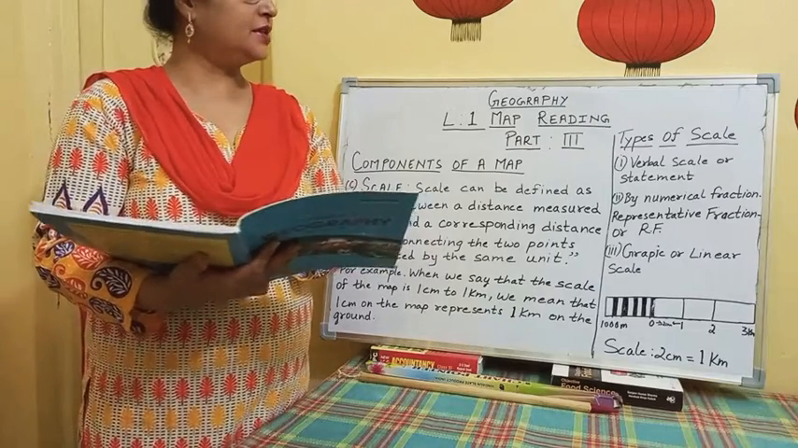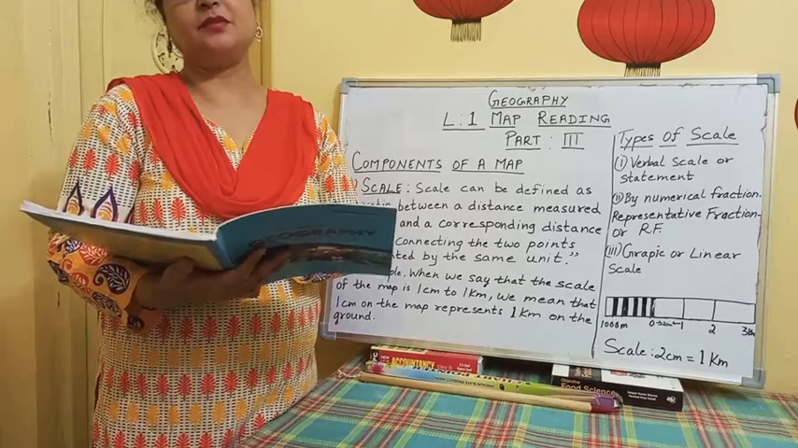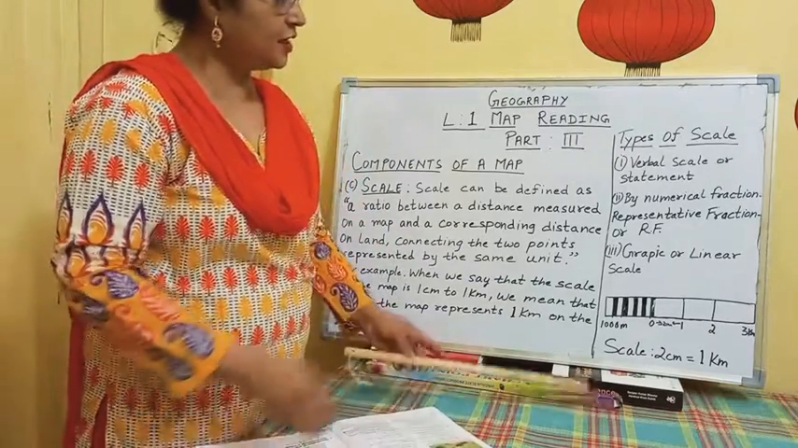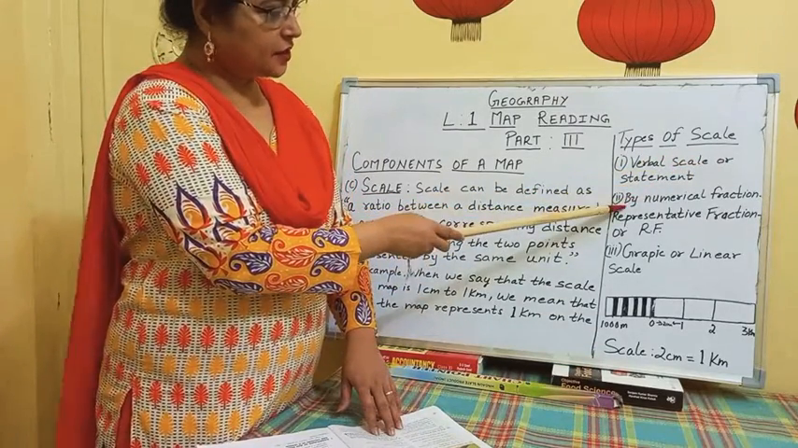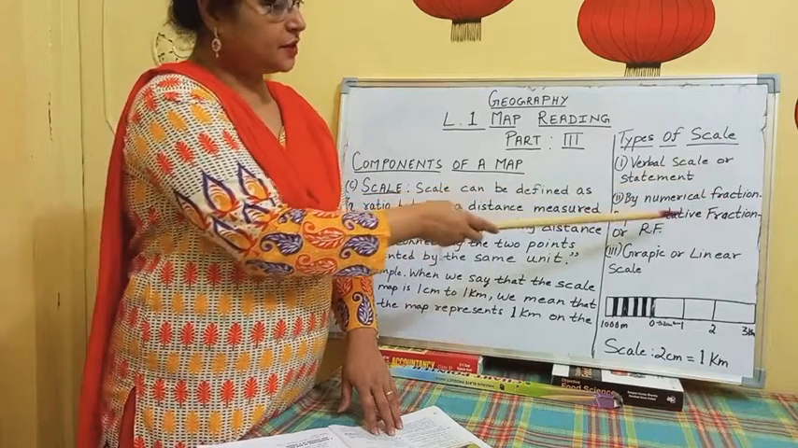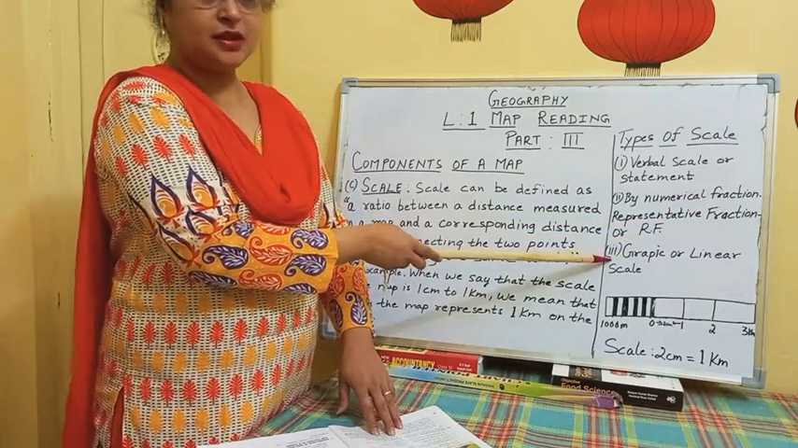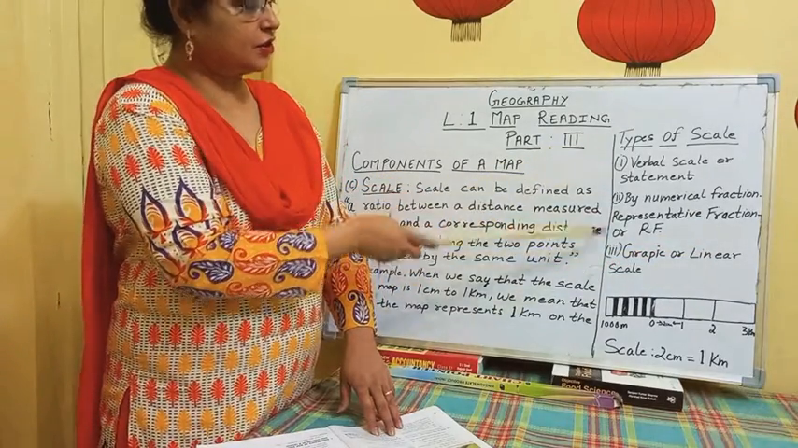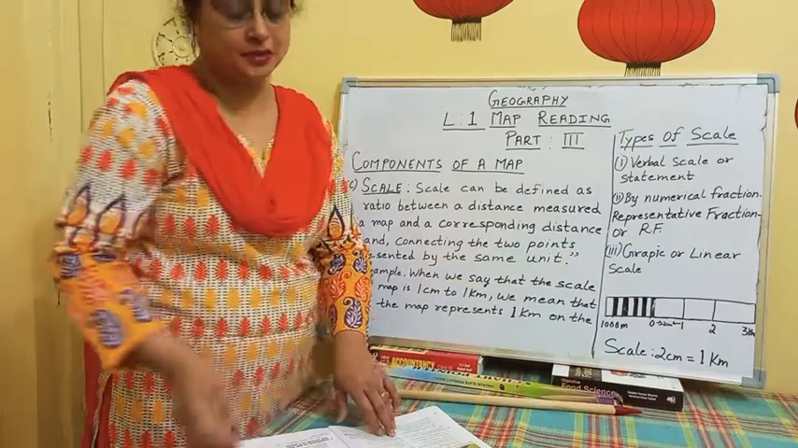Now next we come to, there are 3 types of scale which help us in measuring distance on the map. So the 3 types of scales are, first is verbal scale or statement. The second one is known as numerical fraction. It is also known as representative fraction and short form as RF. The third one is graphic or linear scale. So these are the 3 types of scale which help us to measure distance on the map.